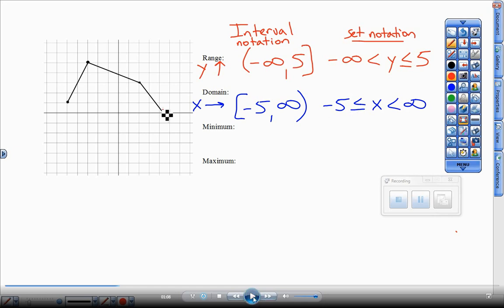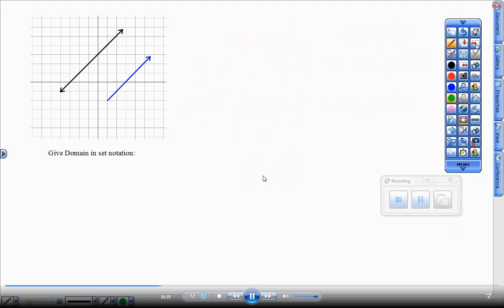The minimum, because this graph is going down, there's no bottom to it, there is no minimum, none. The maximum is this highest point at the top, which will be negative 3, 1, 2, 3, 4, 5, written with rounded brackets as a coordinate. The only time you use square brackets is doing interval notation. Rounded brackets for coordinates.